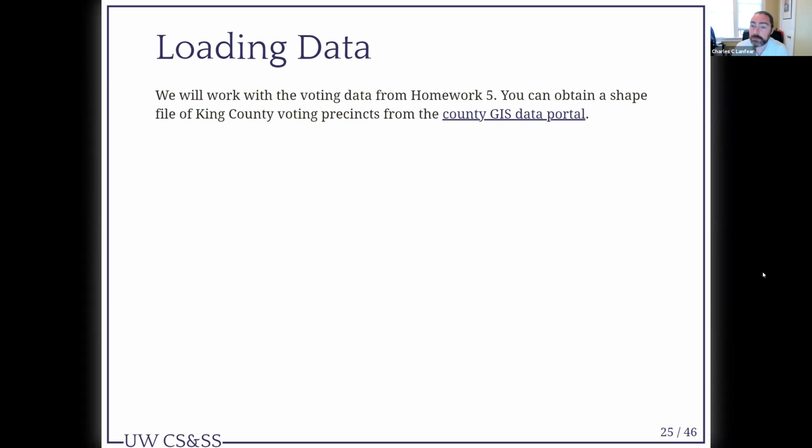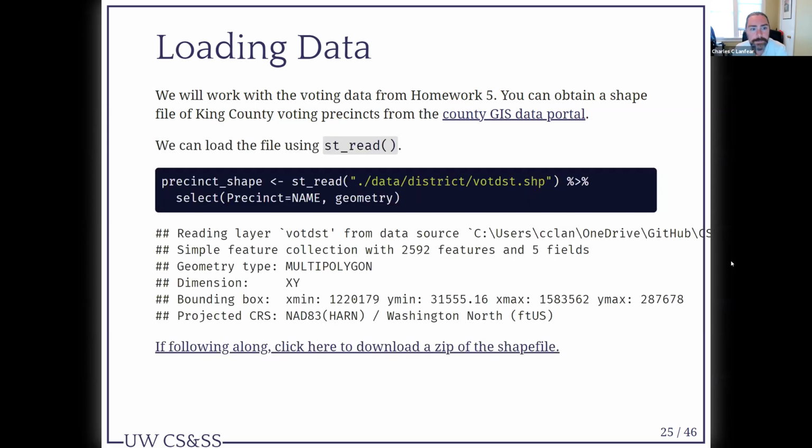Well, the thing about election precincts is that they are a geographical area, and there are shape files for them you can pull down from King County's GIS data portal. So you could download these voting precinct geographical data. If you want to follow along, you could download the zip file directly from my website.